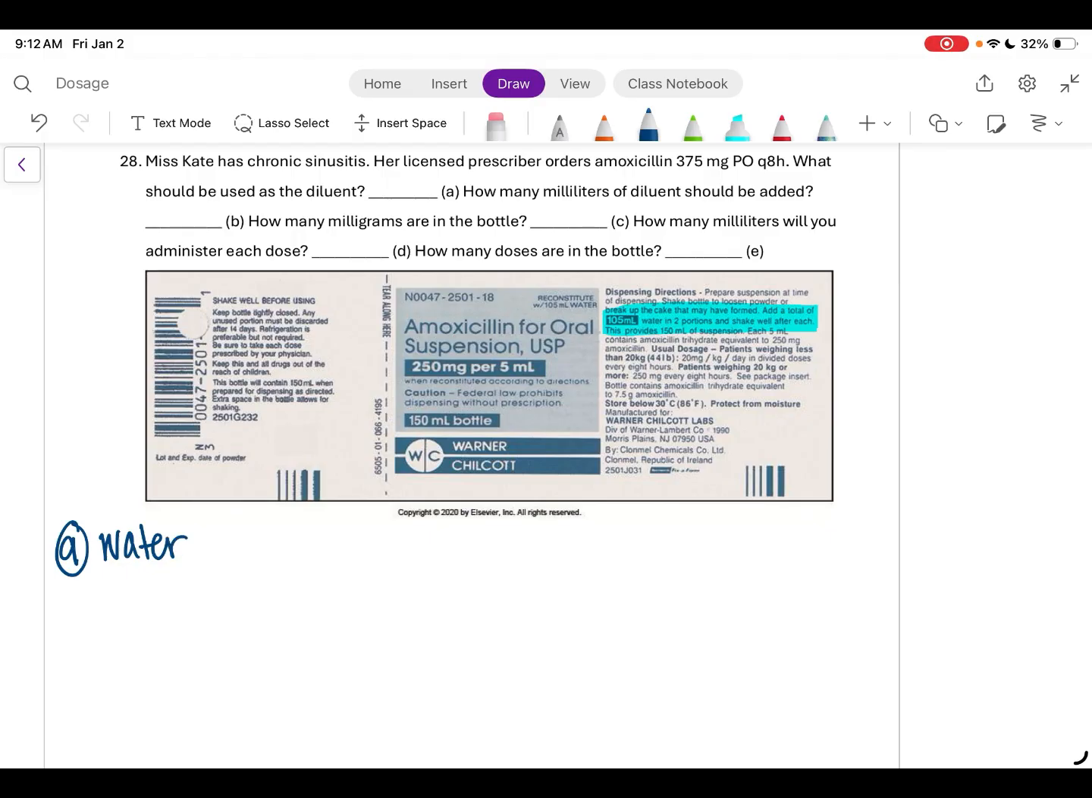Okay. How many milliliters of diluent should be added? It's in that same highlighted area. We're going to add 105 milliliters of water. Okay.